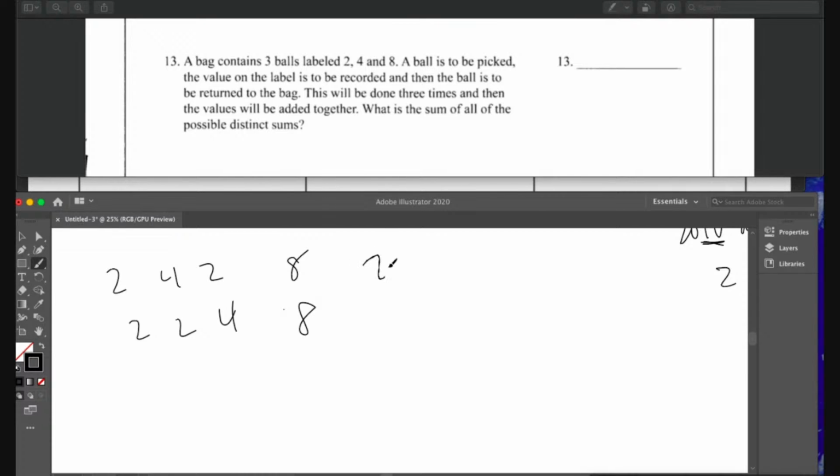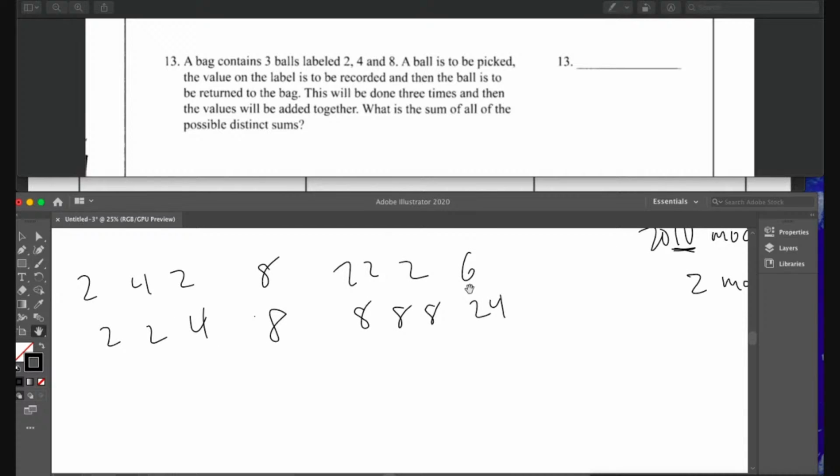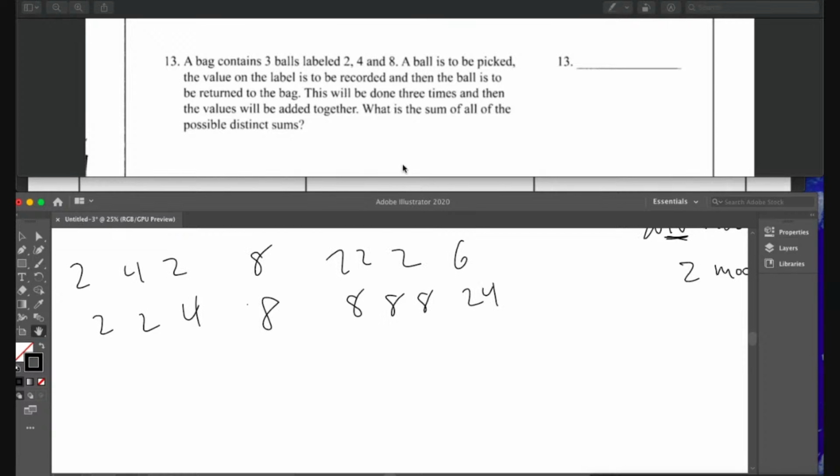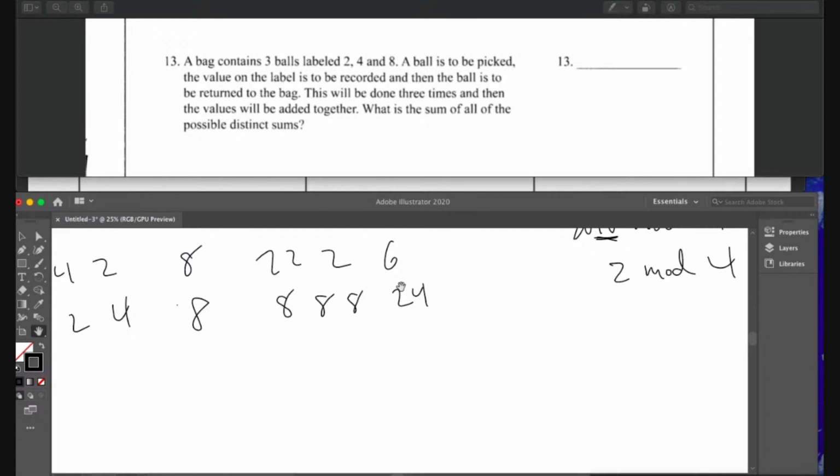If we pick the 2 smallest numbers, 2, 2, 2, we have a sum of 6. If we pick the 3 largest numbers, 8, 8, 8, we have 24. The range of 6 to 24 is really not that big, especially because our sums can only be even, since we only have even numbers to choose from. So listing out all the possible distinct sums by hand shouldn't be that bad. We're going to do that instead of anything algebraic.